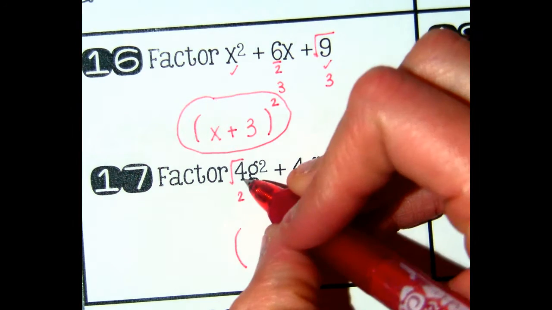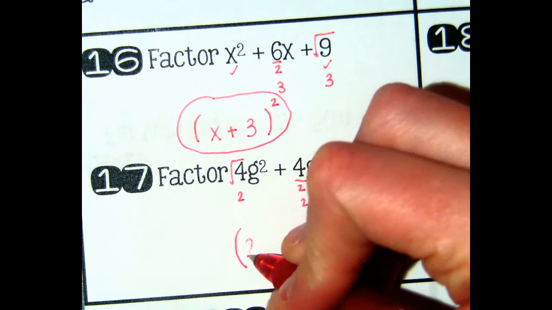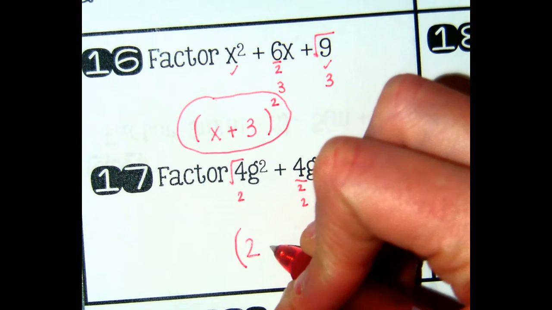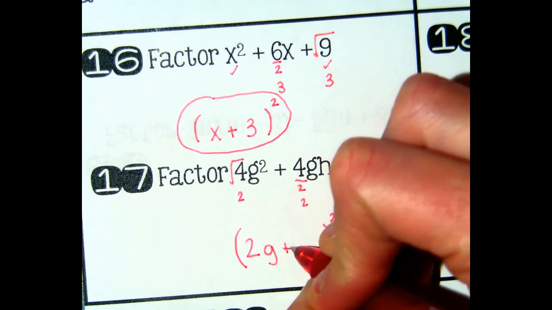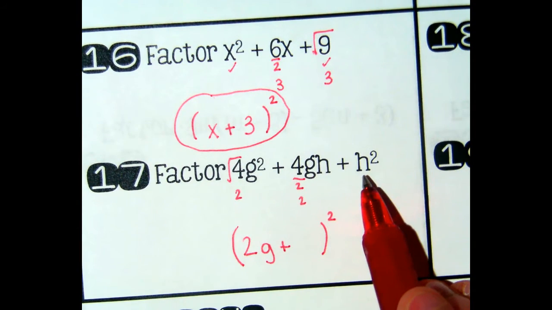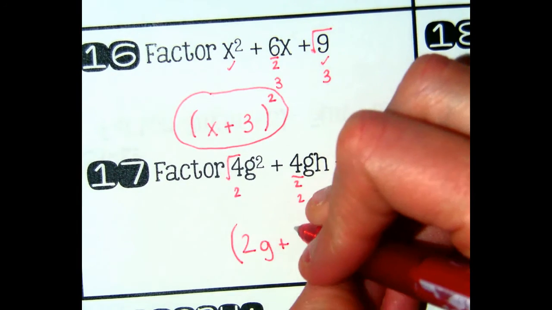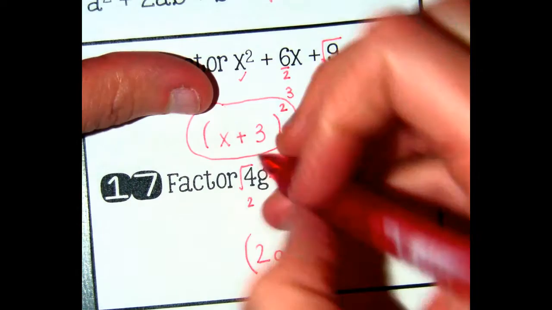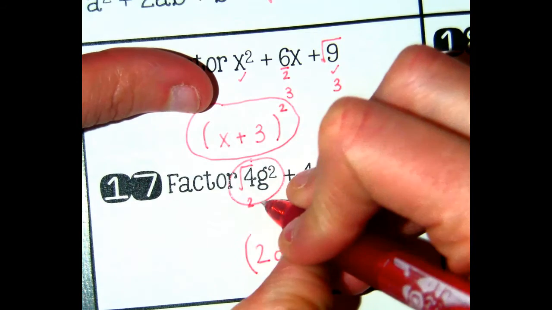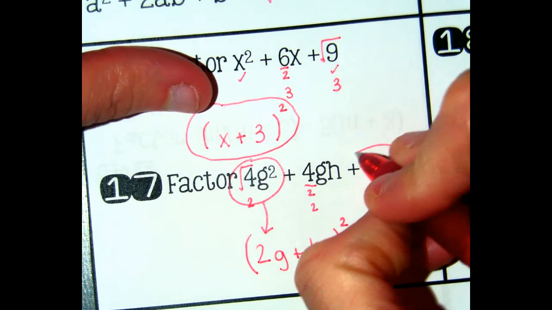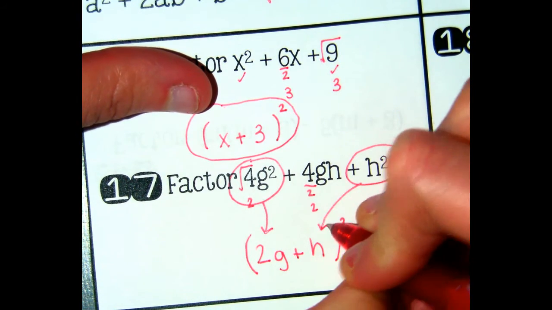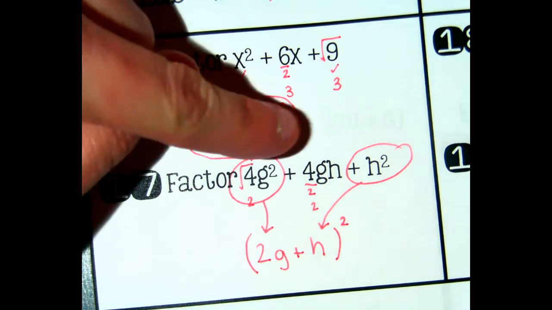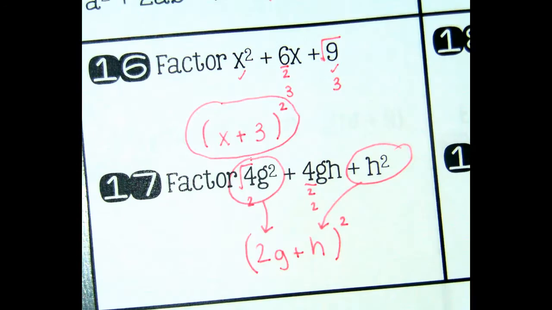What is the square root of 4 again? What is g squared? What's the square root of that? Plus, what's the square root of h? I said what's the square root of h, but I meant what's the square root of h squared? This went here. This went there. By multiplying it out, you get the middle number.